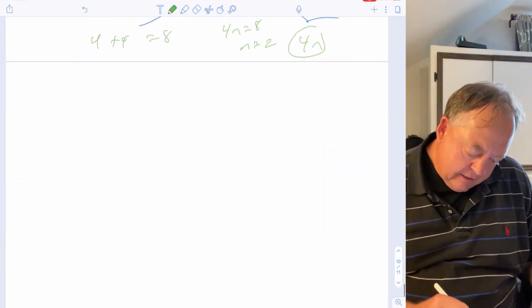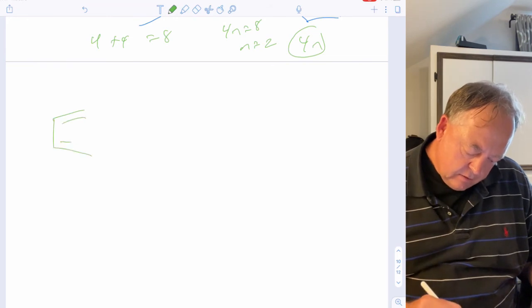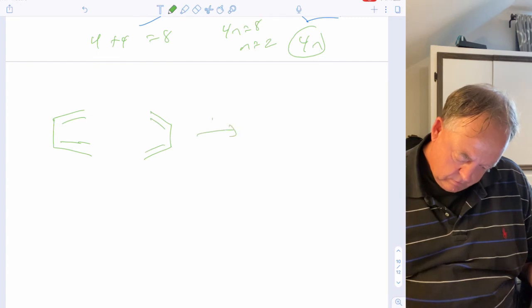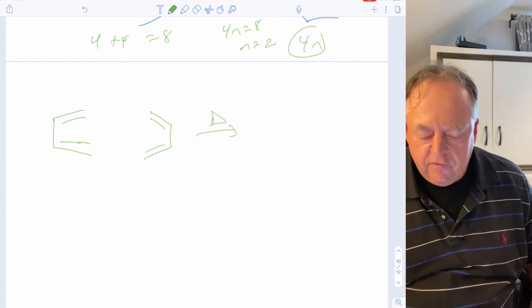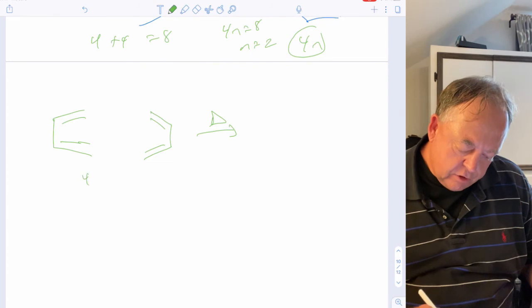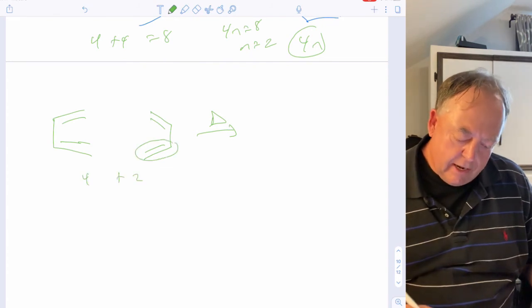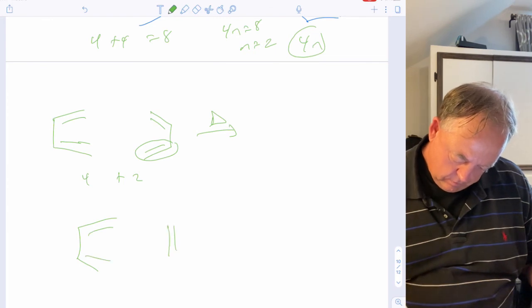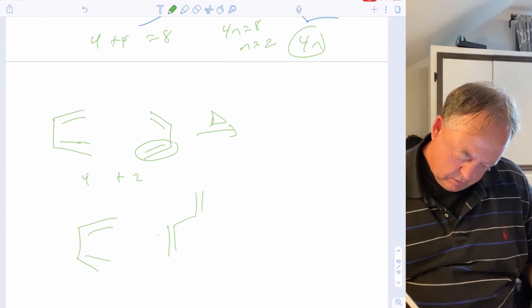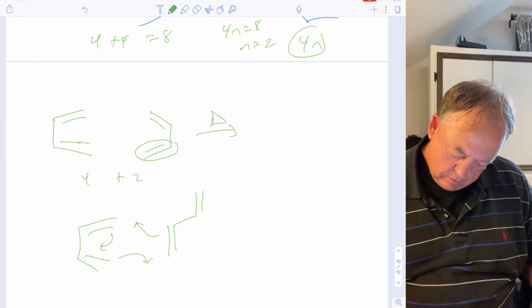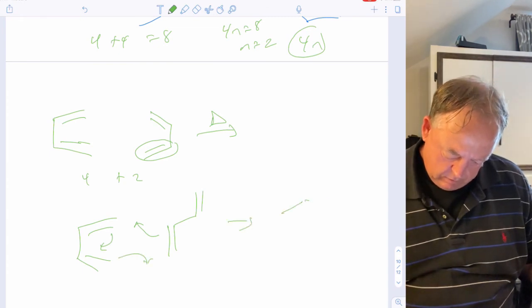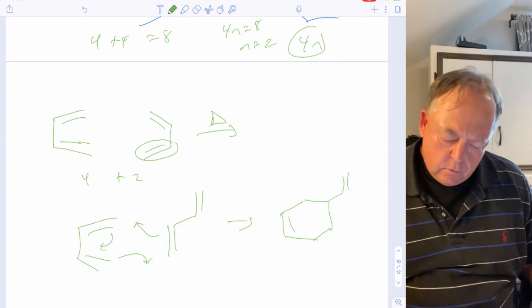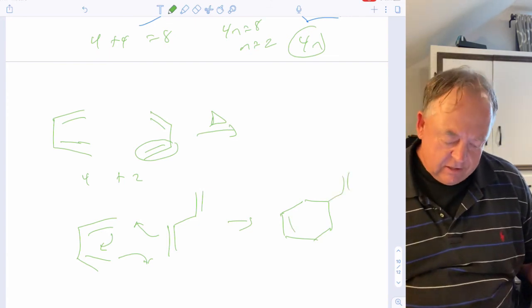So what if you used heat instead? If you use heat, it can't do a 4 plus 4, but it could still do a 4 plus 2, where only one of these reacts. Which will give you that. That's the major product instead.